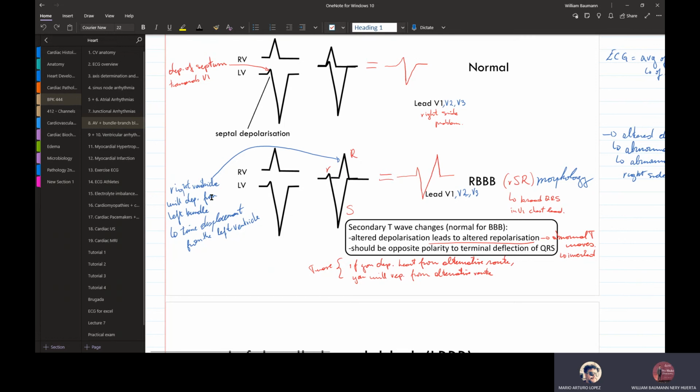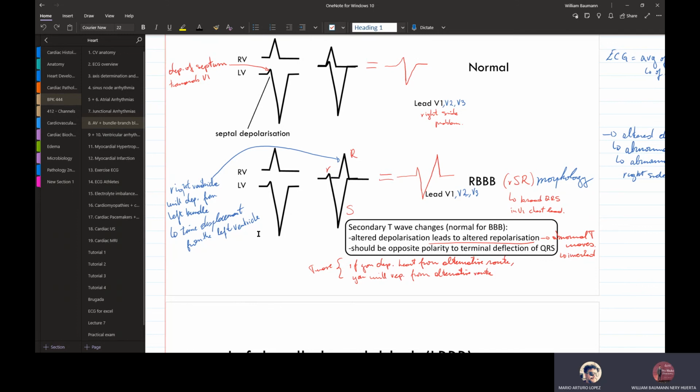Wait, so right bundle branch block means that the right ventricle is going to go later. Exactly. Yes. Because the left ventricle is more powerful than the right ventricle. So you don't see the separate ventricles on an EKG because the left one is so much more powerful, it overshadows the right. But when you have a right bundle branch block, the right side is getting held up by the block. So now you're able to see the difference because they're not happening at the same time.